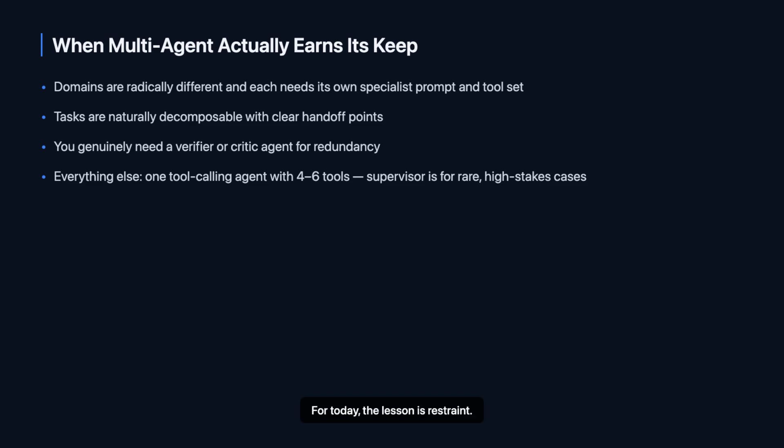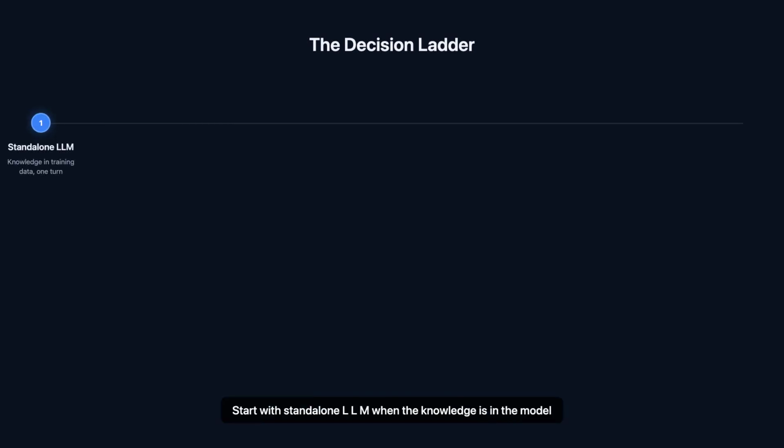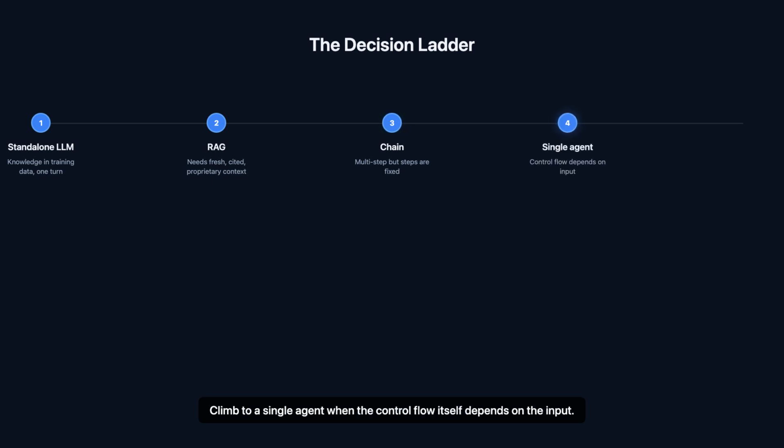For today, the lesson is restraint. The full ladder has 5 rungs. Start with standalone LLM when the knowledge is in the model and the task is 1 turn. Climb to RAG when you need fresh, cited, or proprietary context. Climb again to a chain when you have multiple steps, but the order is fixed. Climb to a single agent when the control flow itself depends on the input, and only climb to multi-agent when you can prove one agent can't handle it. Every rung up costs you money, latency, and debuggability, so climb only when forced to.